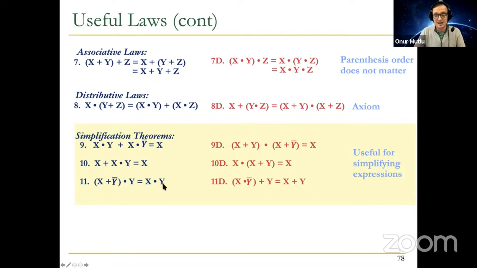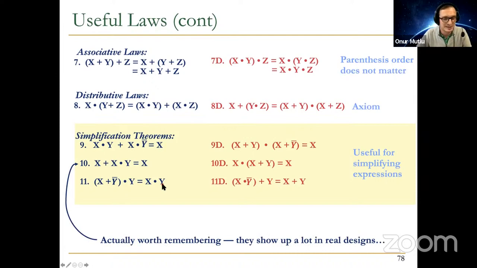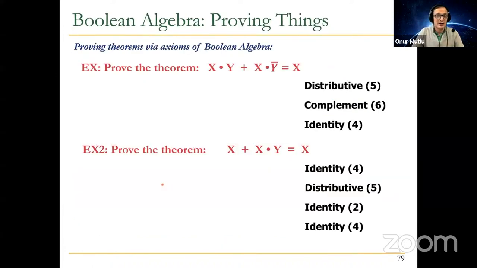And then you have this. I'm not going to go through it. You can figure it out on your own. These are basically Boolean algebra. Okay, so proving things is important. So if you want to prove a theorem in Boolean algebra, like what I've shown you earlier, for example, x dot y plus x dot y bar is equal to x, how do you prove it? Or how do you get x over here?